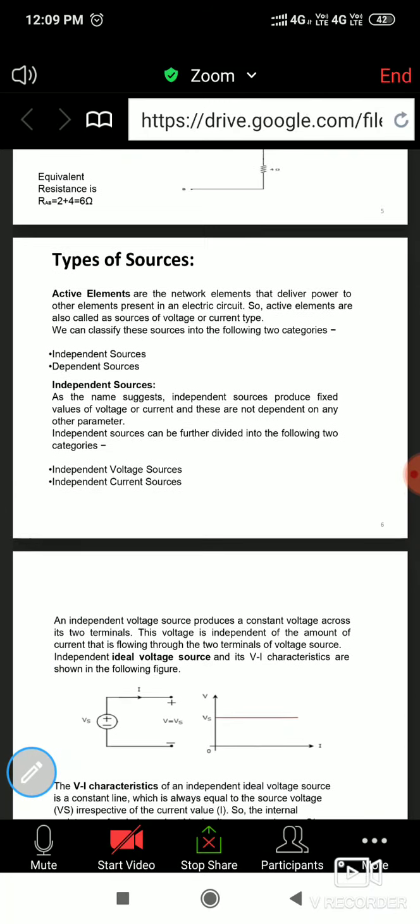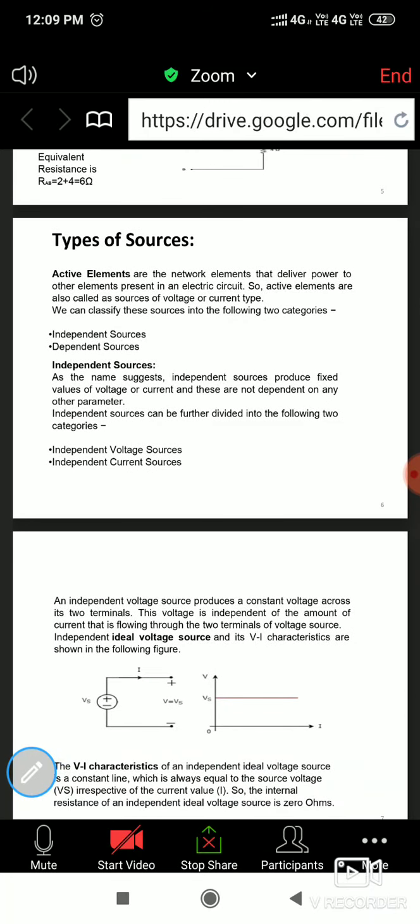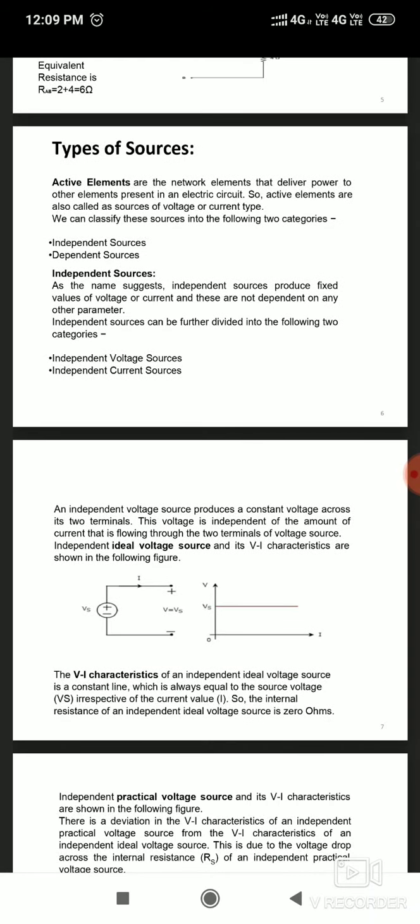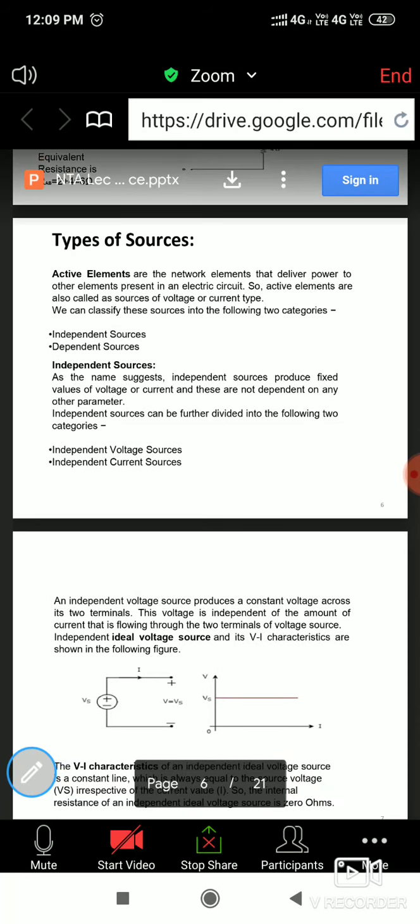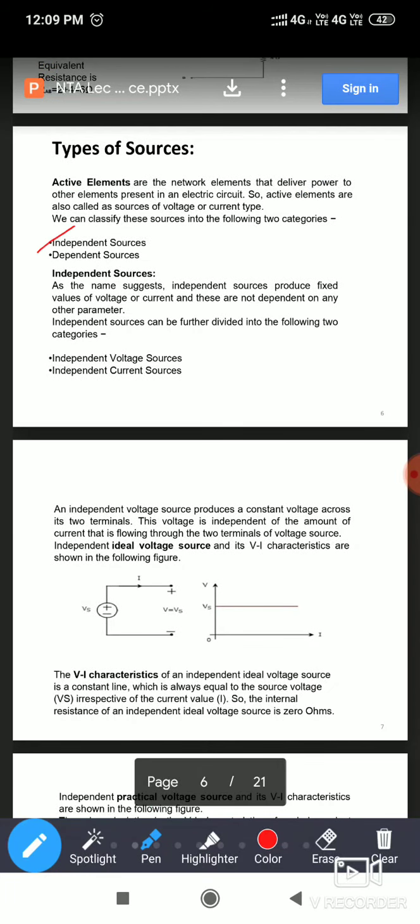Types of sources: there are the active sources. All sources are active because they deliver power in the circuit, they deliver energy in the circuit, they deliver the voltage, they deliver the current. That's why they are called active elements. Again we have seen there are two types, independent sources and dependent sources. We have seen in brief.